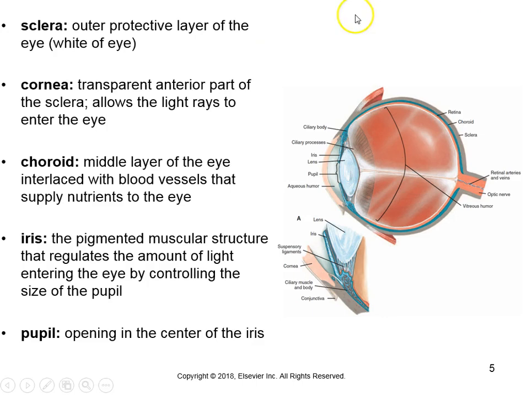There's a middle layer called the choroid. Here it's pictured in blue. It's just another layer. In this case, this is the blood vessel infused layer that is going to give oxygen and nutrients to the eye.